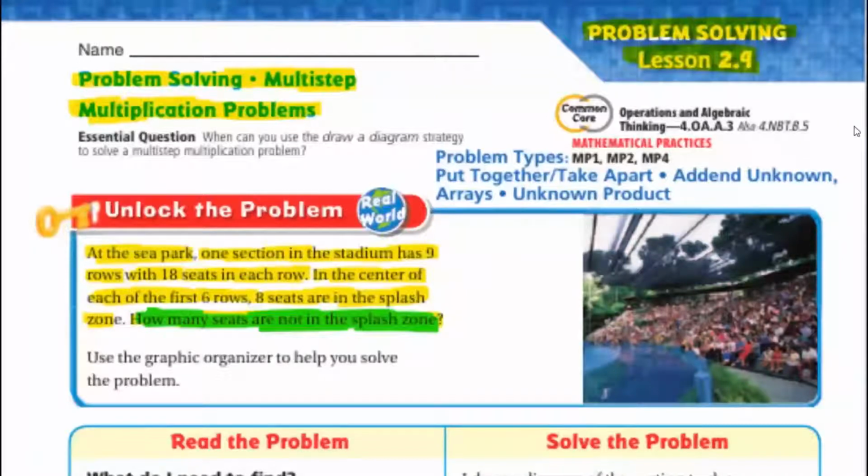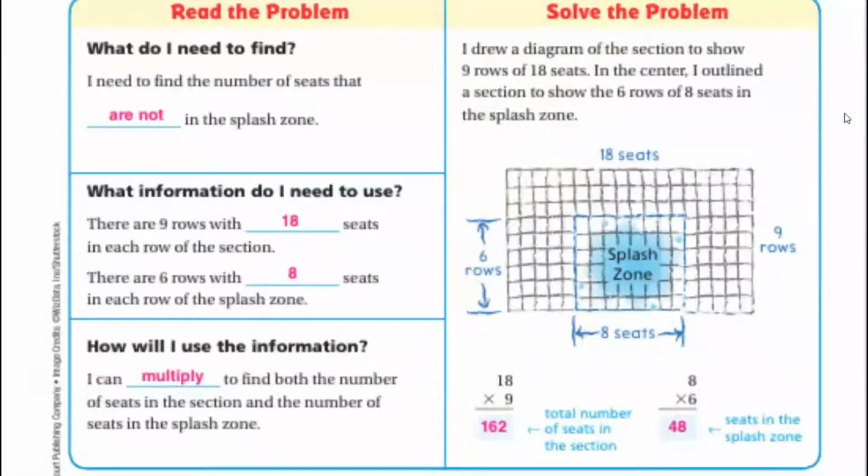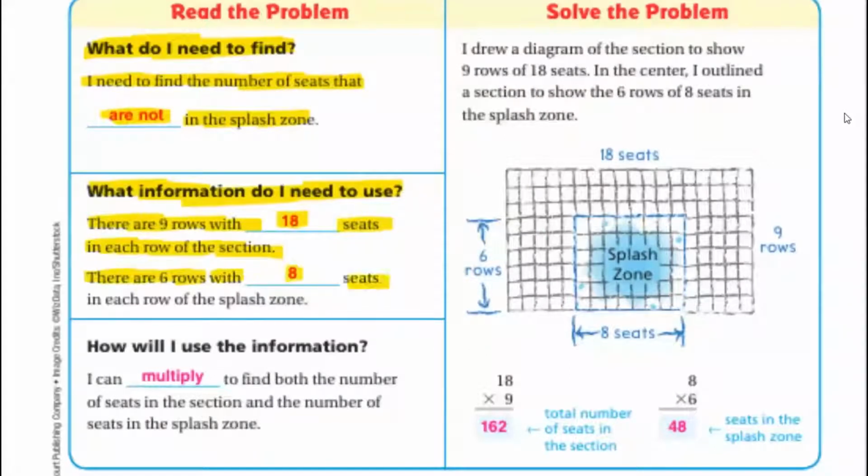Okay, let's see how we can solve this word problem. First of all, we have 3 basic questions to solve any story problem. The first one: what do I need to find to solve this problem? I need to find the number of seats that are not in the splash zone. The second question: what information do I need to use? There are 9 rows with 18 seats in each row of the section. There are 6 rows with 8 seats in each row in the splash zone.